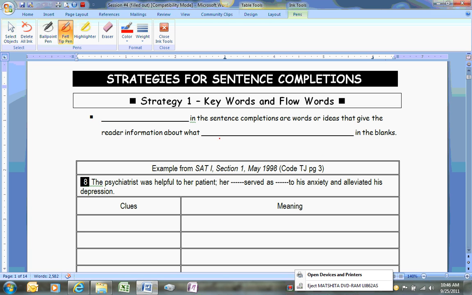All right, so for sentence completions, the way I've designed these strategies is the order in which you actually should do these. So strategy 1 should be the first thing you do, strategy 2 should be the second thing you do, and so forth. So the first thing I want you to focus on are keywords and flow words. We'll start with keywords.